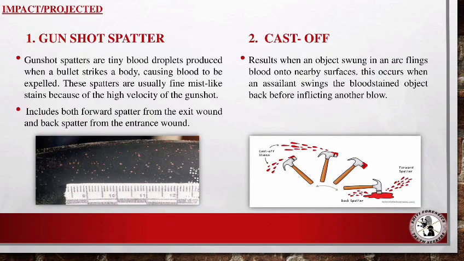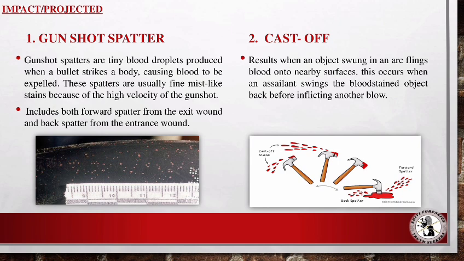Now let's look at projected or impact stains. These patterns result from blood being ejected under pressure, usually due to a violent event like a gunshot, beating, or arterial injury. There are several important subtypes of projected stains. First one is gunshot spatter. This produces fine mist-like droplets when a bullet strikes the body. There can be both forward spatter from the exit wound and backward spatter from the entry wound.